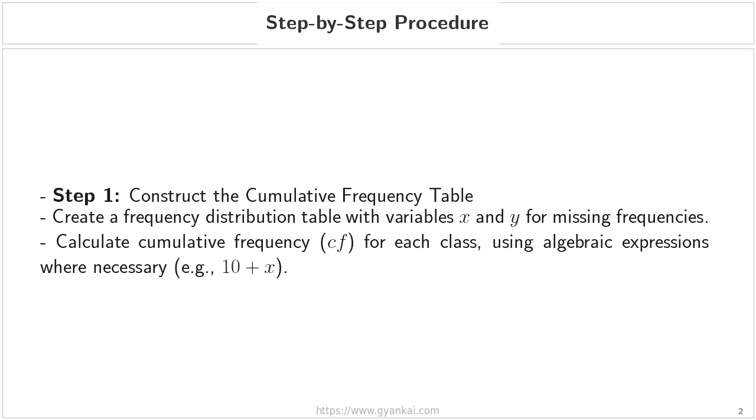Once you have your frequencies listed, your next task is to calculate the cumulative frequency for each class. This is done by adding the frequency of the current class to the sum of all previous frequencies. Because we have unknowns, your cumulative frequency column will often contain algebraic expressions. For example, if your first class has a frequency of 10 and your second class has a missing frequency of x, your cumulative frequency for that second class would be written as 10 plus x. This setup is crucial because, as we will see in the next few slides, these algebraic expressions are exactly what we will plug into the median formula later on.